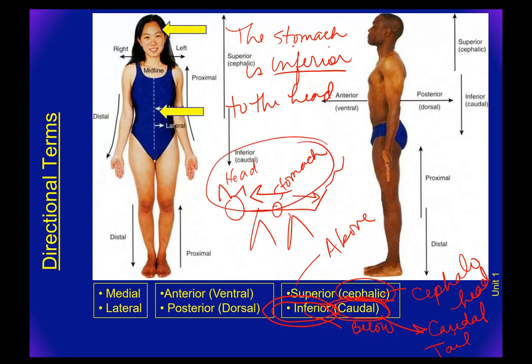Same here. Again, it's not necessarily up and down because of the orientation of the animal, but instead of using inferior, you would use caudal. It's toward the tail. Compared to the head, the stomach is closer to the tail. It goes in that direction.